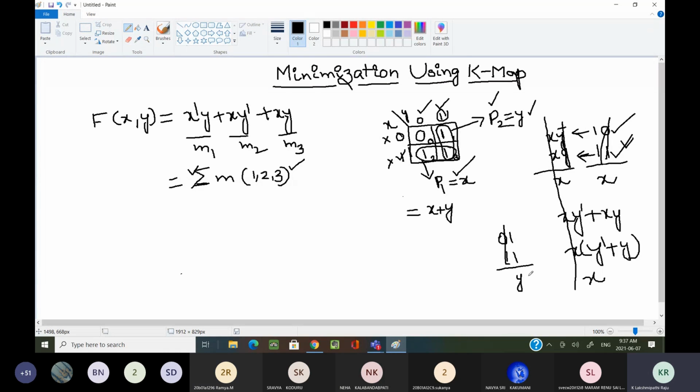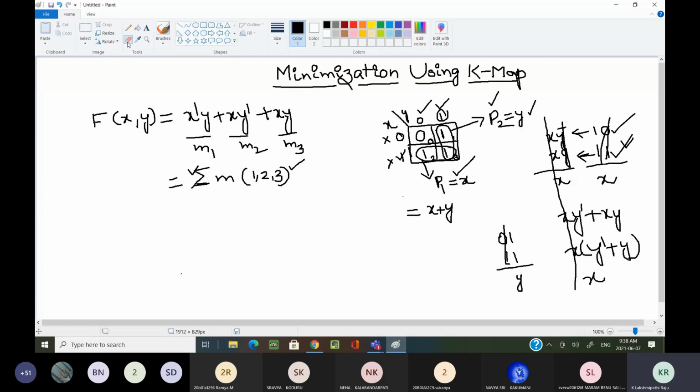Why have I written y? Why couldn't I have written y dash? Sir, in SOP 1 is normal form, 0 is complement form. Very good. In SOP, 1 is the normal form and 0 is the complemented form. Now what is common here? 1 is common, and 1 means you write it as y. Am I clear, everyone? Yes, sir. Now you can do any kind of problem, or not?